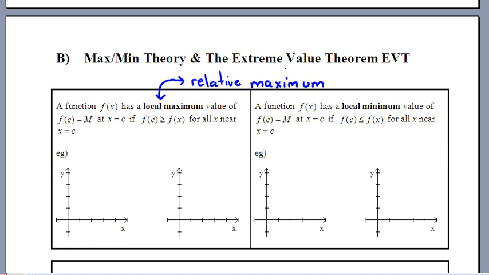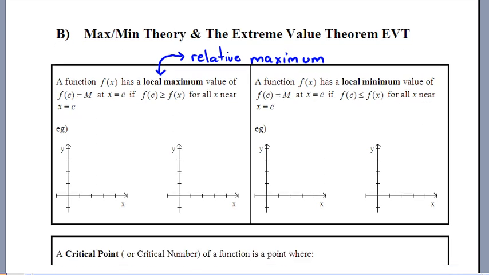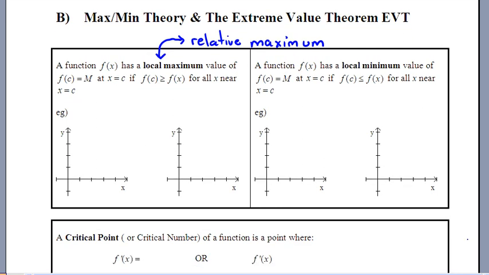Okay, there is a lot of technical talk here. A function f of x has a local maximum value of f of c, capital M, at x equals c if f of c is greater than or equal to f of x for all x near, like, whoa, that is a lot of stuff. Let's decipher this and figure out, like, what is it trying to say?